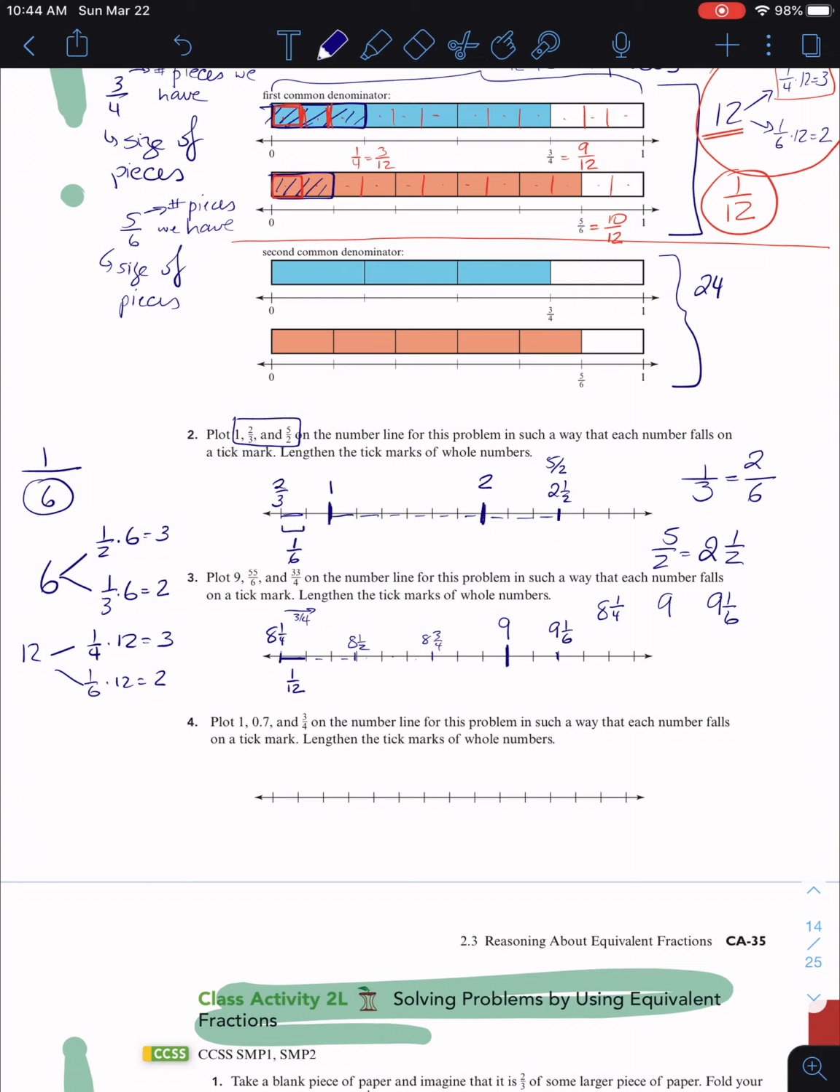So notice that I'm not procedurally changing all of these to common denominators and then trying to count out the numbers on the number line using the common denominators. I'm still focusing on understanding and getting a sense of these numbers, and then using what I know about fractions and unit fractions to place those numbers on the number line. That's what builds conceptual understanding for students, not the procedures.